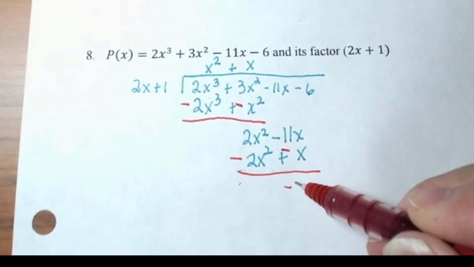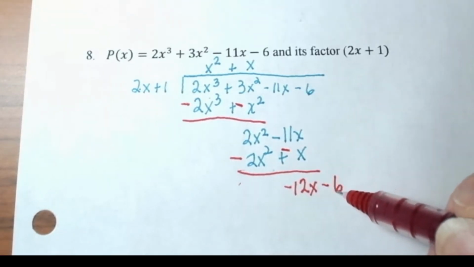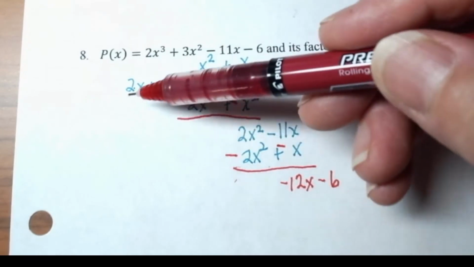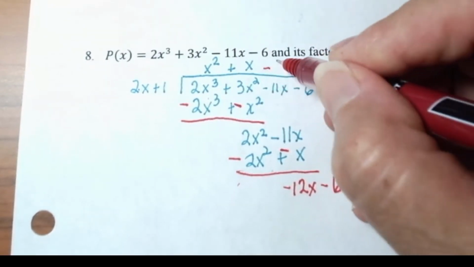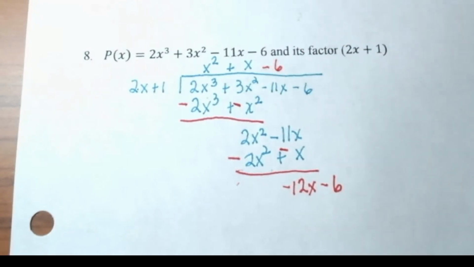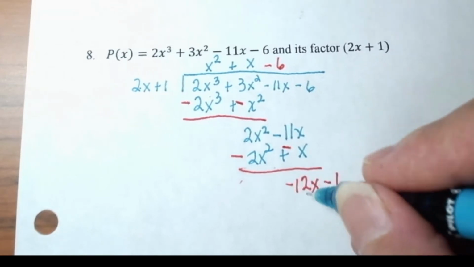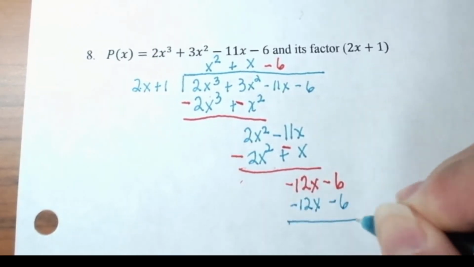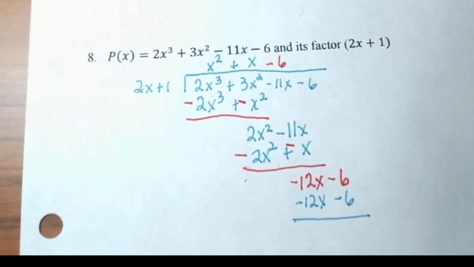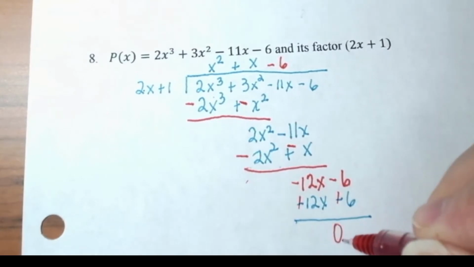And here we get a negative 12x. And now we're going to bring down the negative 6 and repeat the process one more time. So 2x divided into negative 12x is a negative 6. And then multiply your negative 6 times the 2x plus 1 and line up your terms. So that's negative 12x minus 6. And then again, we're confirming when we subtract, change these signs, that we do get a 0 remainder.